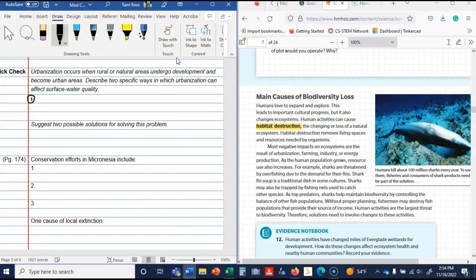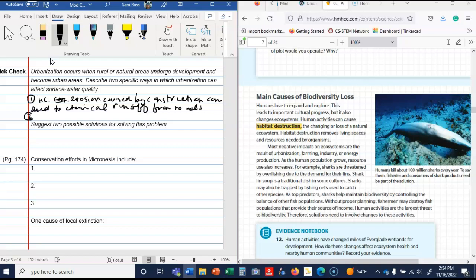So the first way is increased erosion caused by construction can lead to chemical runoff from roads. Increased erosion caused by construction can lead to chemical runoff from roads.